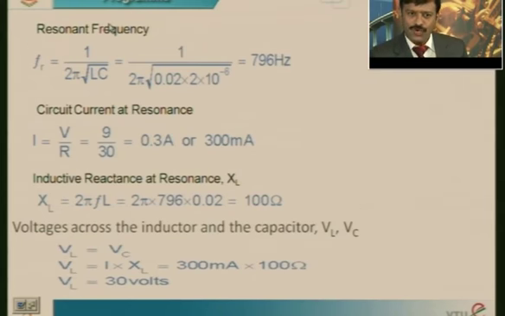To find the voltage across inductor and capacitor, we should have XL. XL is equal to XC under resonant condition, the same value will be there. So, XL is equal to 2 pi FL. If you substitute F and L values, you will get 100 ohm as the inductive reactance, and capacitive reactance also 100 ohm, because XL equals XC. VL is equal to I into XL. 300 milliamps into 100, you will get 30 volts across the inductor.